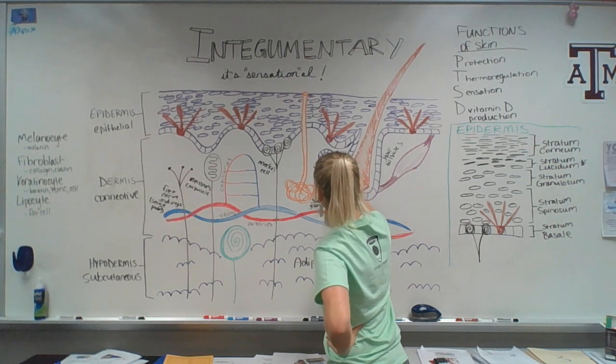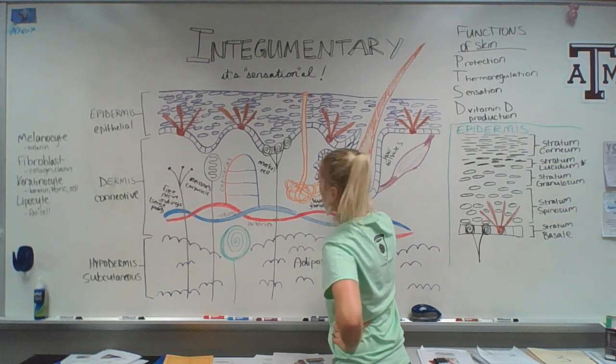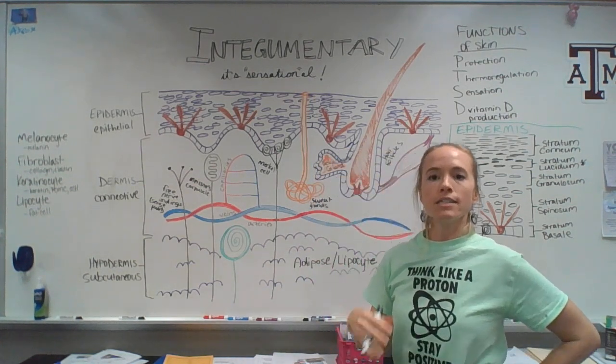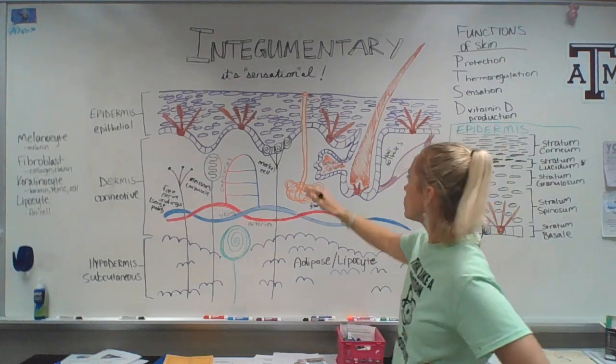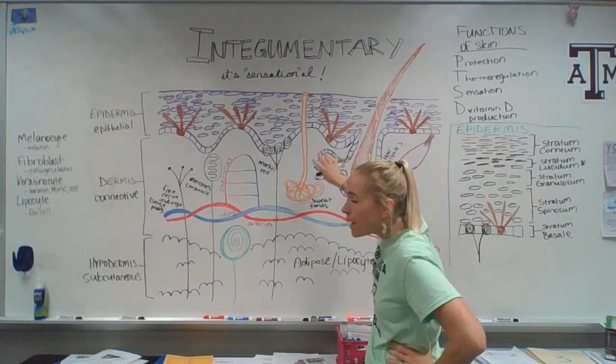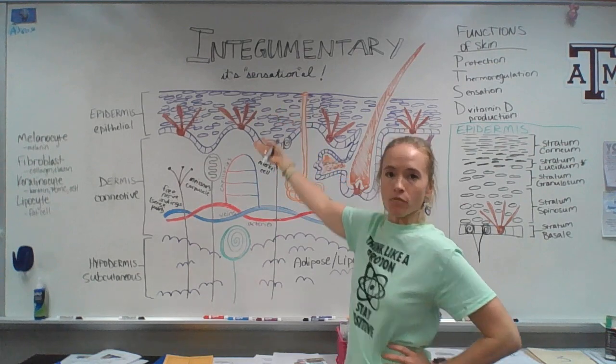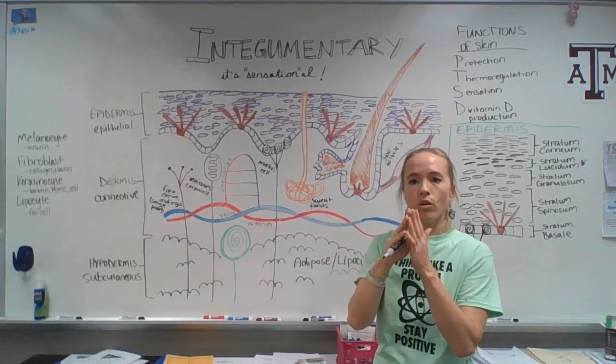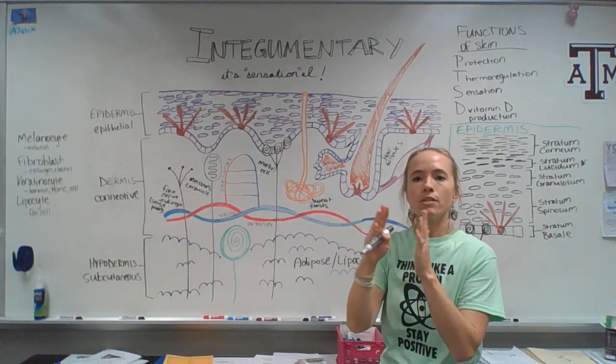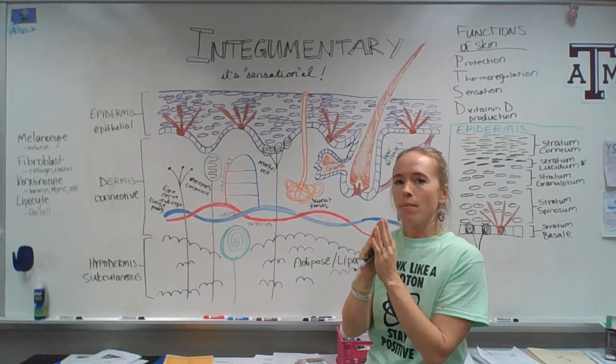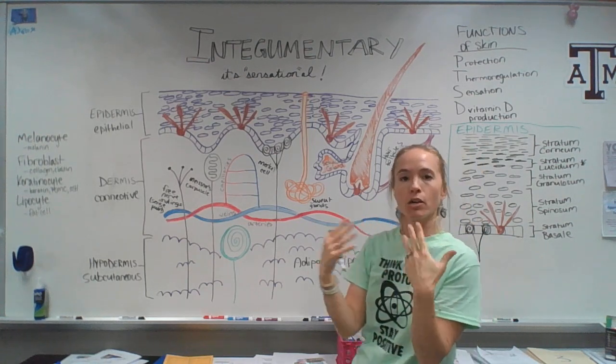Sebaceous gland is also known as an oil gland. It secretes sebum or oil into the hair follicle, but it can also secrete directly onto the surface of the skin. That's why you have oil on your fingertips. Sebum is going to lubricate the skin, and it also has some antimicrobial properties.